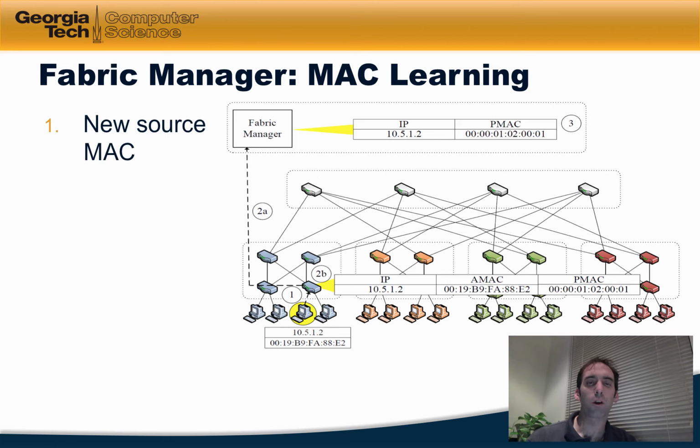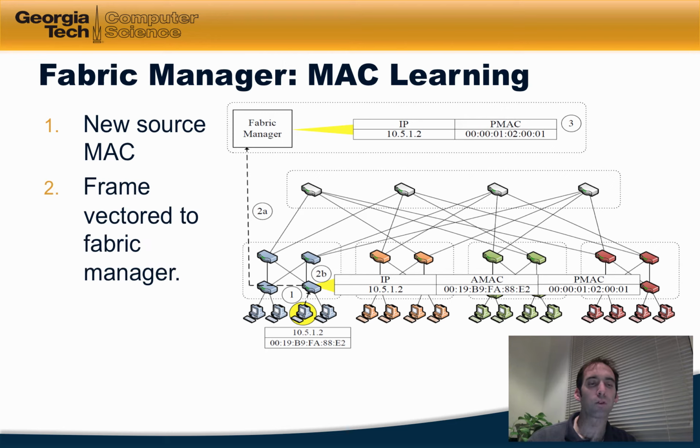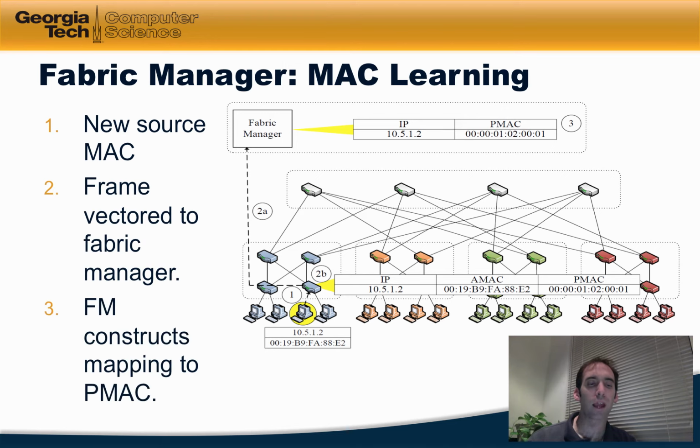When a switch in the Portland architecture sees a frame with a new source MAC address, it forwards that frame to the Fabric Manager, which creates a new mapping between the IP address for that server and a pseudo MAC address that is assigned based on the server's location in the topology. Once that server has a pseudo MAC address assignment, of course, other servers in the data center need to learn about that server's pseudo MAC address through ARP. This creates a second job for the Fabric Manager, which is to intercept ARP queries and respond to the ARP queries with the appropriate pseudo MAC address for each host.